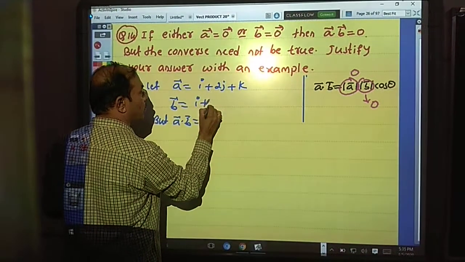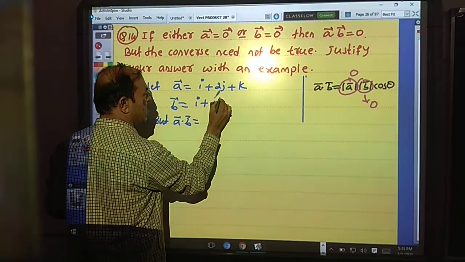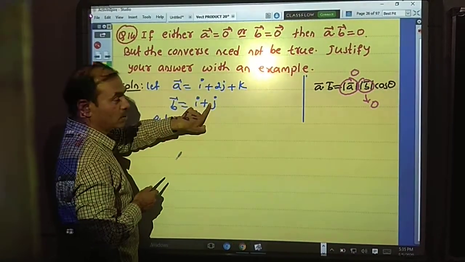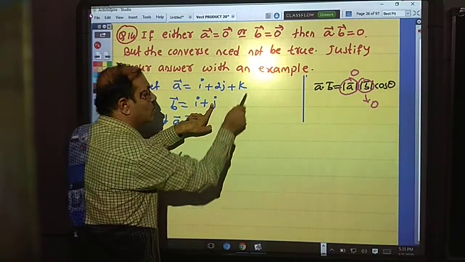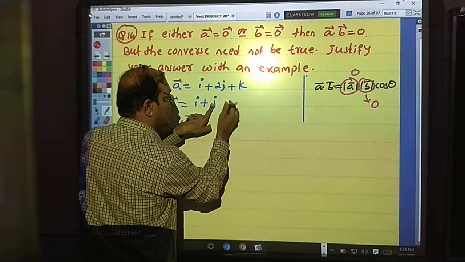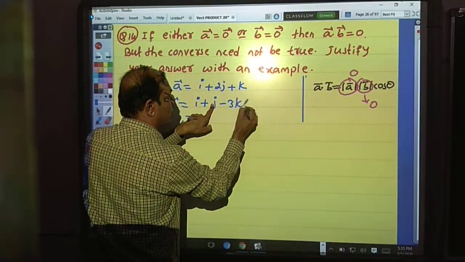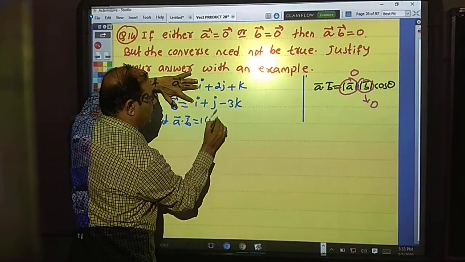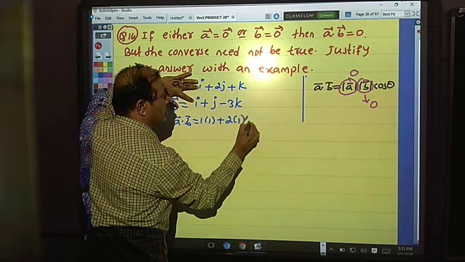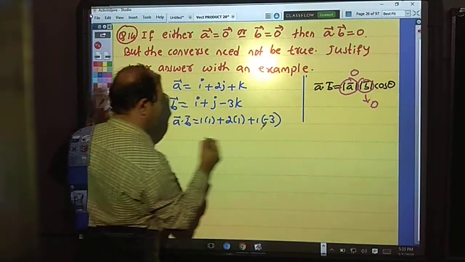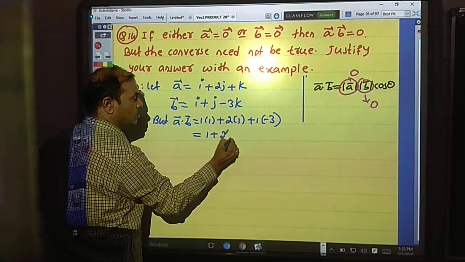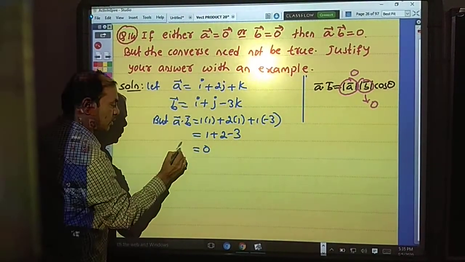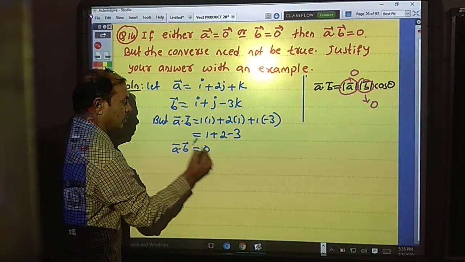I plus J, note here. 1 into 1, 1. 2 into 1, 2. 1 plus 2, 3. Now make sure that whatever the number you take in the next, when you take the dot product, the total A dot B must be 0. Now, when you take the product, it is 1 into 1 plus 2 into 1 plus 1 into minus 3. What is it? 1 plus 2 minus 3. So, 3 minus 3 is 0. A dot B is 0.